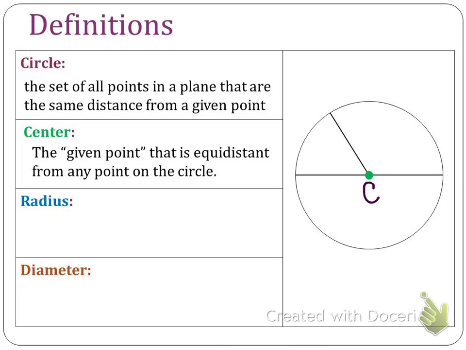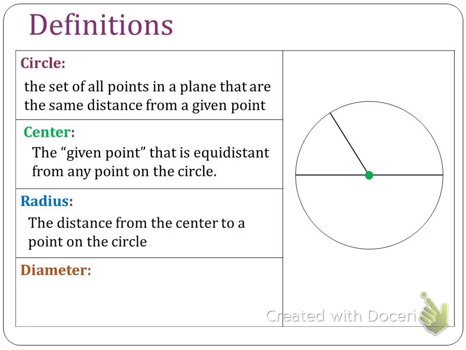Okay, so the radius. The radius is the distance from the center to a point on the circle. We're going to darken, or maybe squiggle this, and let's put a lowercase r along that line. So capital C represents the center, lowercase r represents the radius.